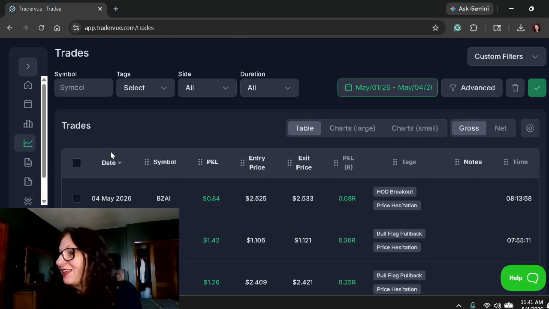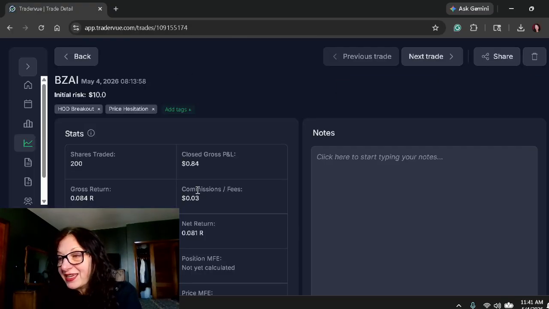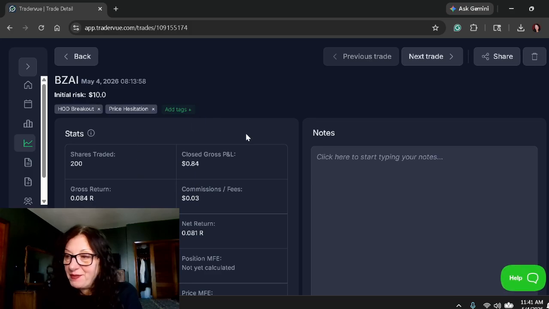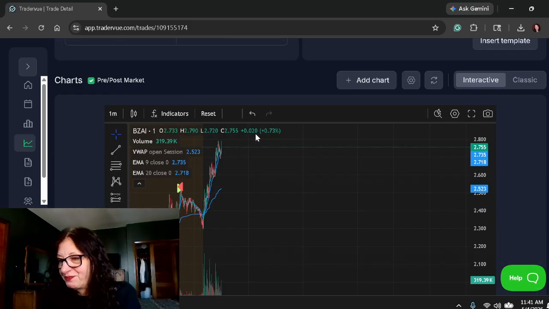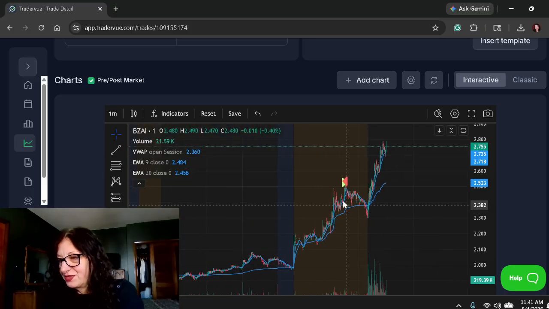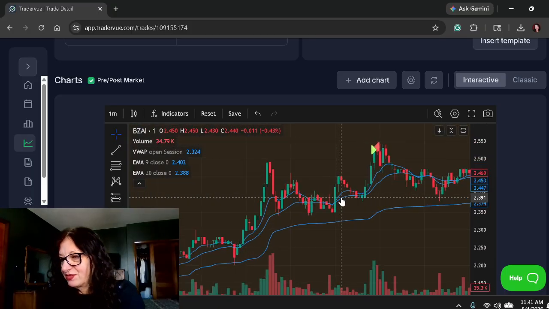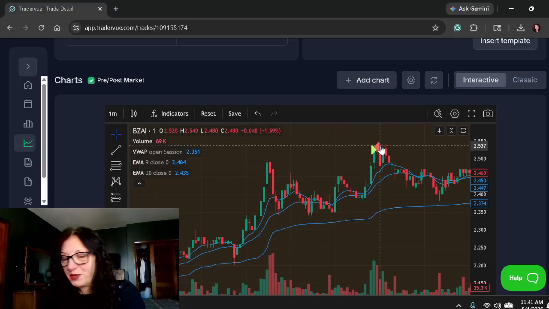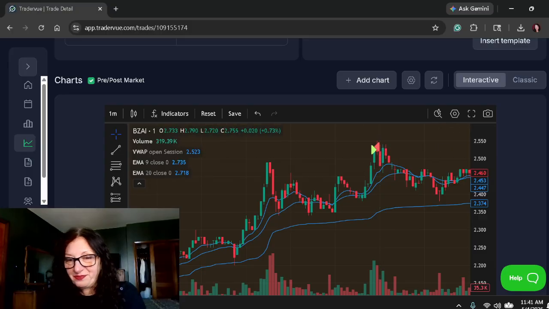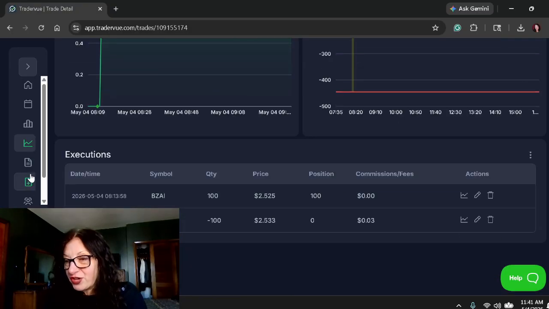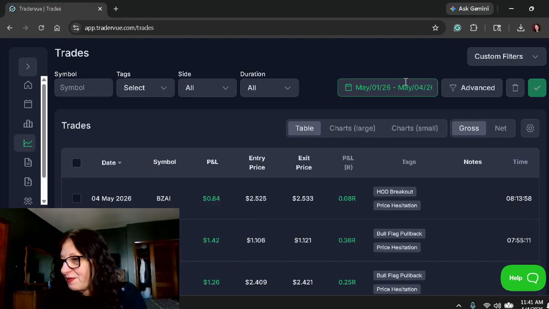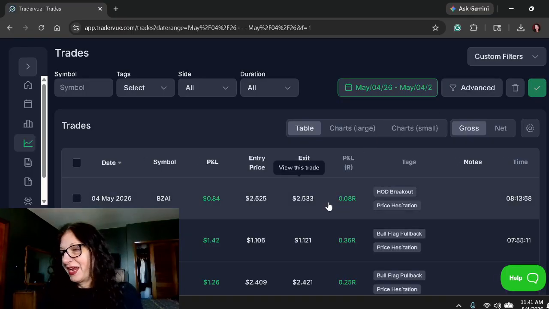Okay. Last trade, BZAI again. This time my stop was 10 cents a share because this was a high of day breakout. So it broke out over this level. I got in. I saw the price hesitate a little bit, and I got out. So 3 trades, all of them, price hesitation was my exit signal.